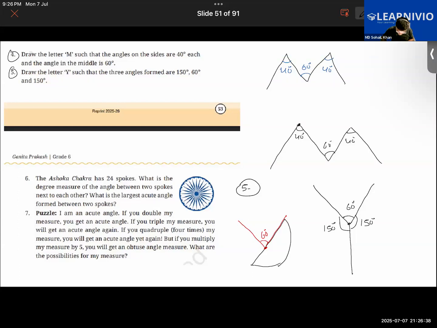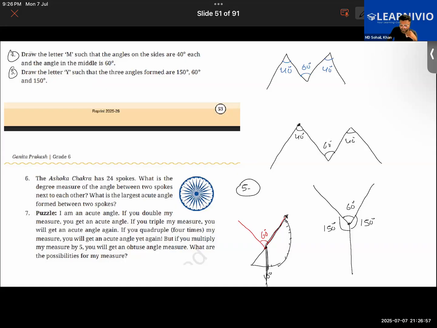Place it like this. And starting from this side, you will take the measurement, and wherever you get 150 degree, you will draw the line like that. Sir, finished. Okay, show it to me.